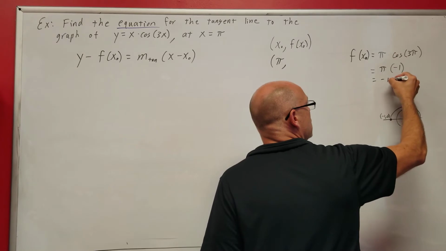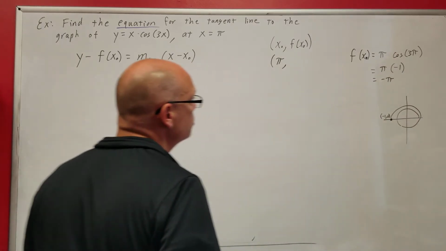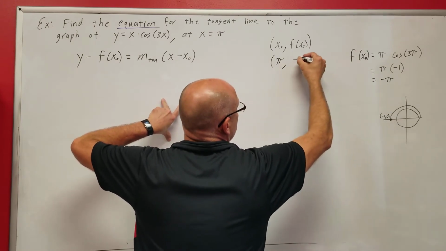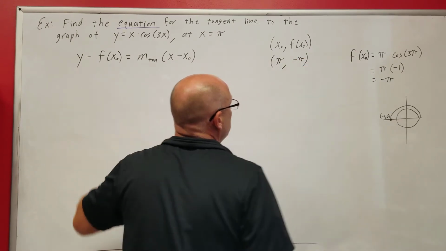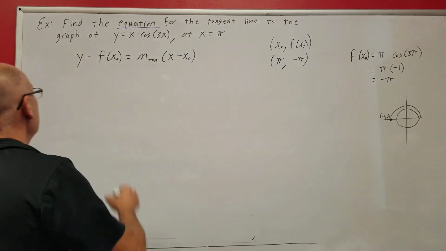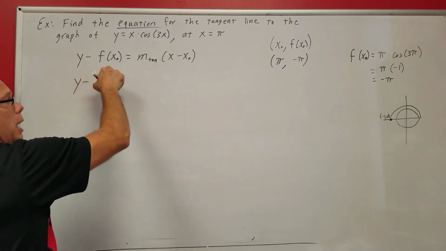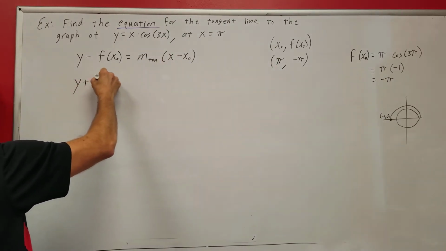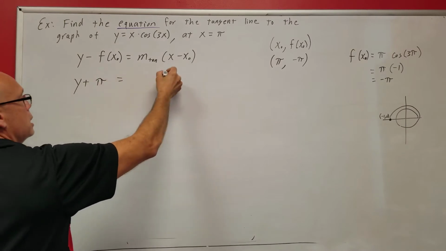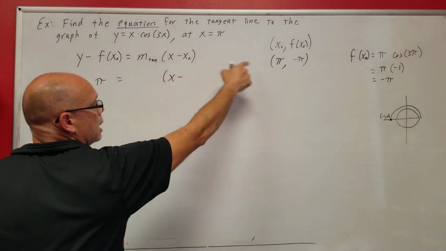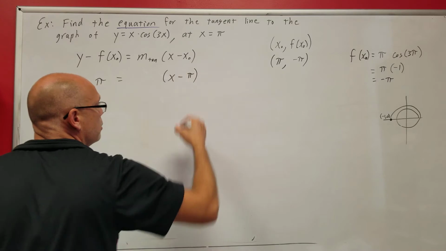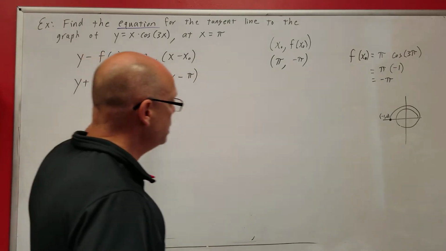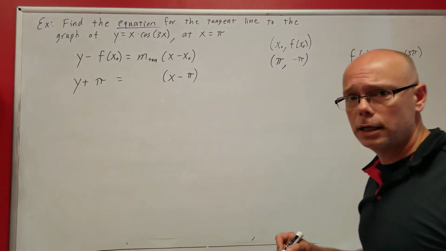So what does that give me? A negative pi right there. So what's f at x naught? Negative pi. So far, I can fill in f of x naught, which is negative pi. I do not know m tan yet, but I know x naught, which is pi. So let's find m tan.